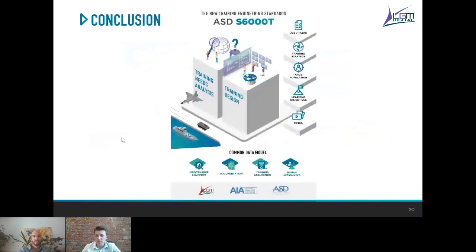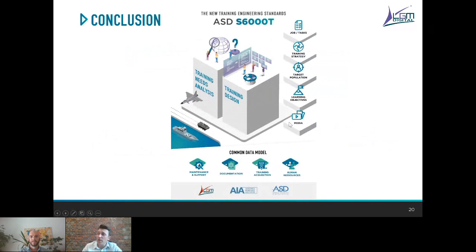So to conclude, what I think is important to remind is that the S6000T covers the analysis phase and the design phase of the ADDIE model. So through a training needs analysis activity and all the steps of a training design coming out to a curriculum or a training plan.